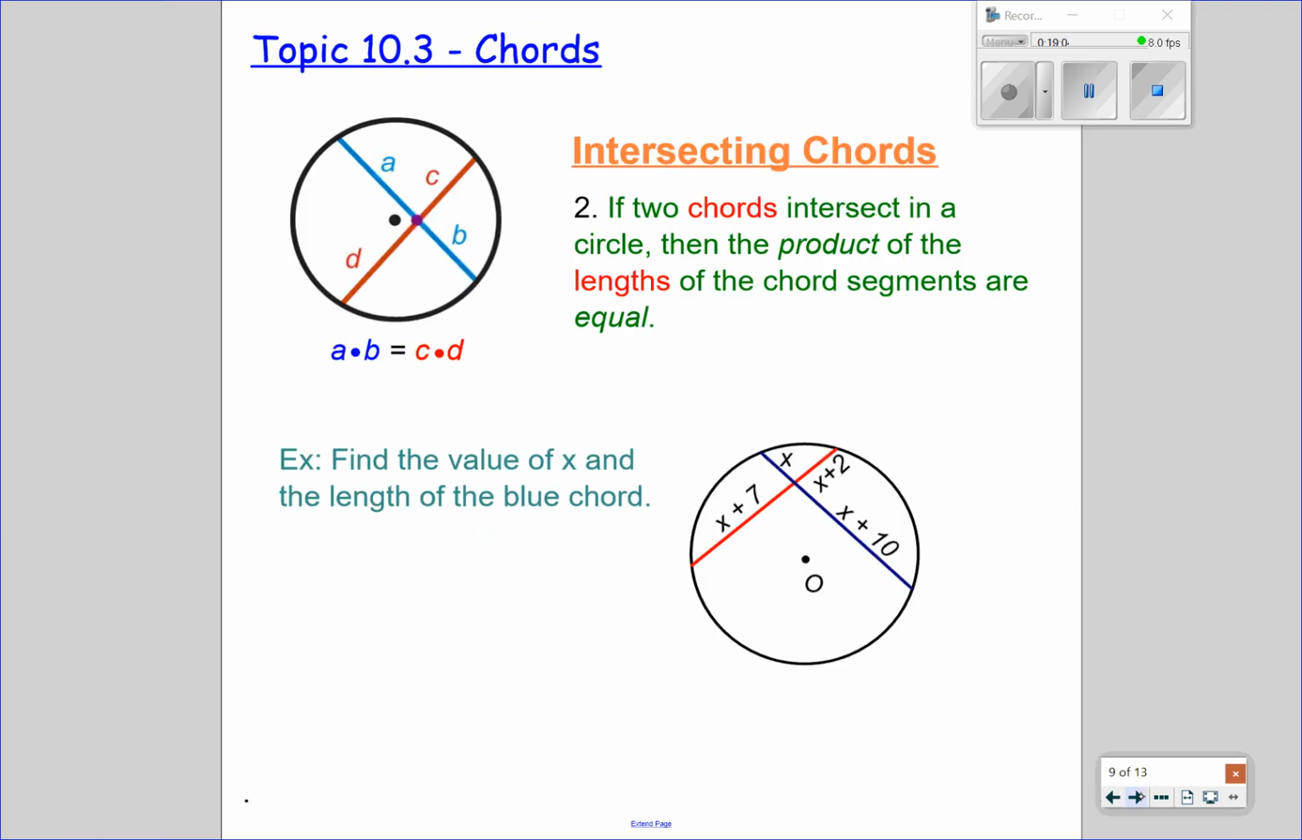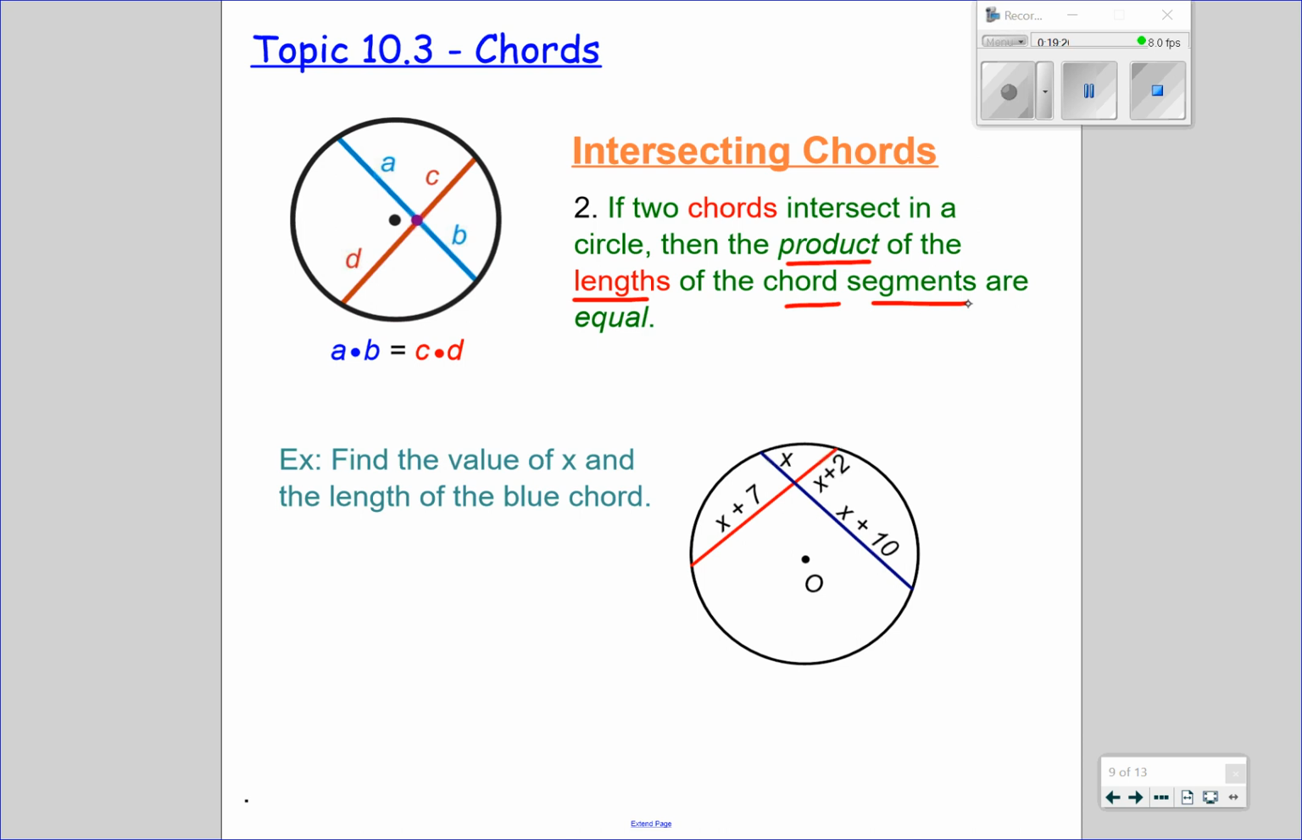All right, last big idea is intersecting chords. So if we're not finding angle measures with intersecting chords, we can actually find lengths of the chords or lengths of segments that make up the chords. This says if two chords intersect on a circle, the product, multiplication now, of the lengths of the chord segments are equal. So if you look here, we have a blue chord and a red chord.